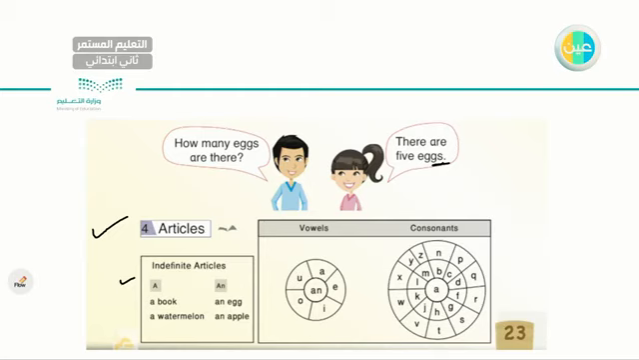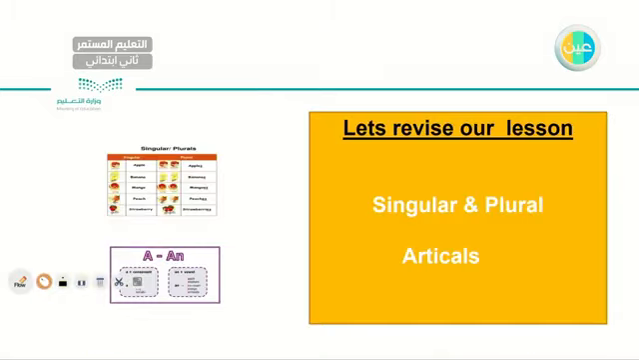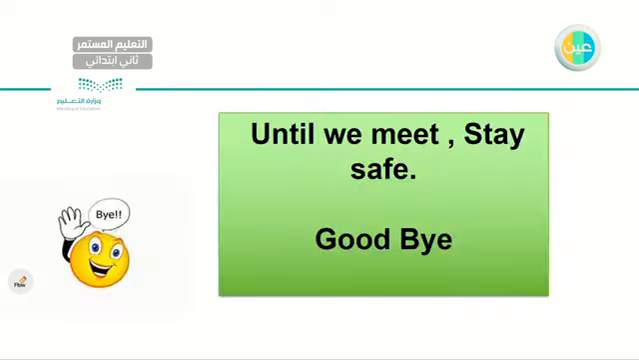Okay, so let's try to remember what we've learned in this lesson. In this lesson, we talked about singular and plural. Apple, apples. Lemon, lemons. Very good. Also, we talked about 2 articles, a and an. When do I use them? I use them in front of nouns that start with certain letters. A before consonants and an before vowels. So that was our lesson.